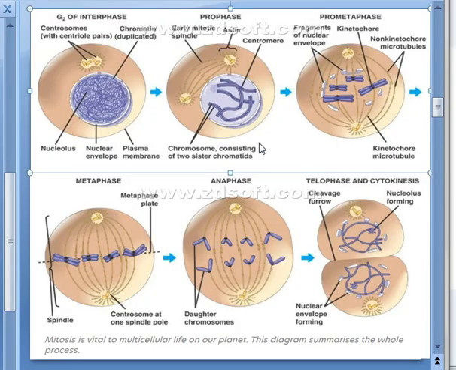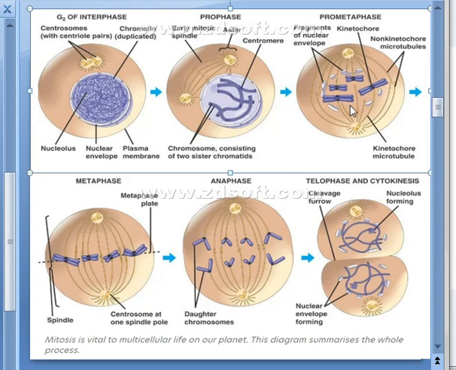Now to summarize, these are the stages we've been explaining. In interphase, you will never clearly see these chromosomes. You will only see the nucleolus, the nuclear envelope is there, the plasma membrane is there, and the centrioles are also within the cell. Now after that interphase, we enter into prophase. In prophase, we can see that these chromosomes have now shortened and they are visible. You can see that each has two chromatids held at the centromere.